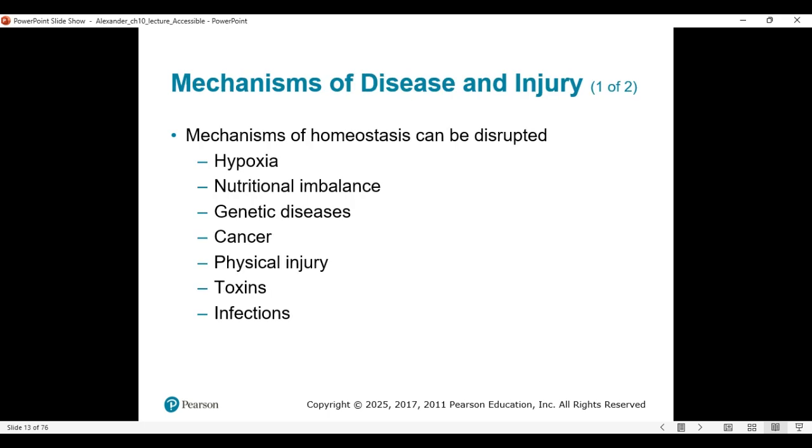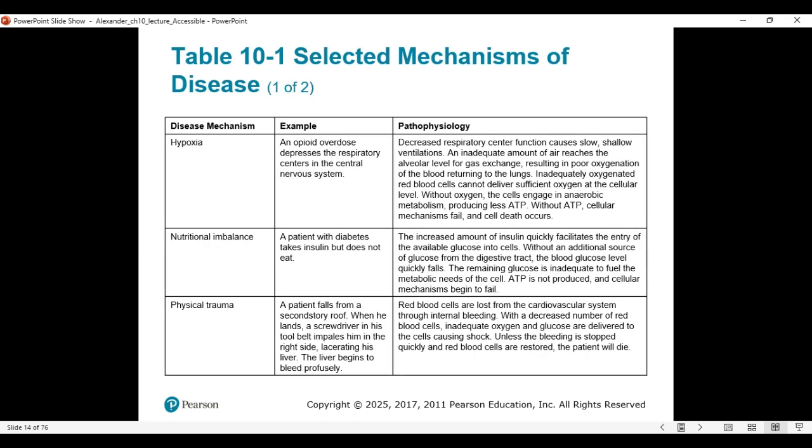Talking about that, mechanisms of disease and injury. The mechanism of homeostasis can be disrupted in several ways, and these are the ways right here. We've got hypoxia, nutritional imbalance, genetic disease, cancer, physical injury, toxins, and infections. This is in your book. This is chart 10.1. This is a pretty good little chart. It breaks down these mechanisms, like hypoxia. It can be from, like, an opioid overdose, which will in turn depress the respiratory centers in your brain.